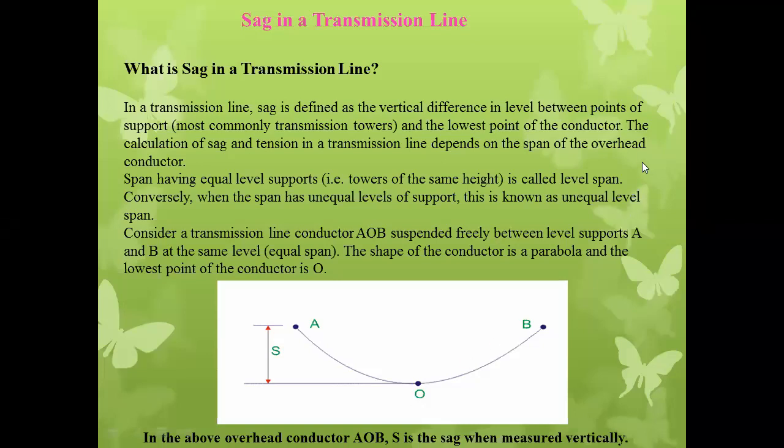Generally, this sag in the transmission line depends upon the span of overhead conductors, especially the span between the two towers. Okay, so for today's class this is enough.